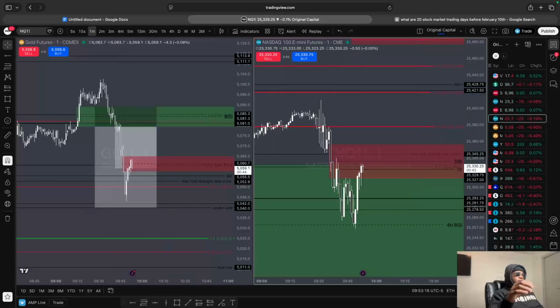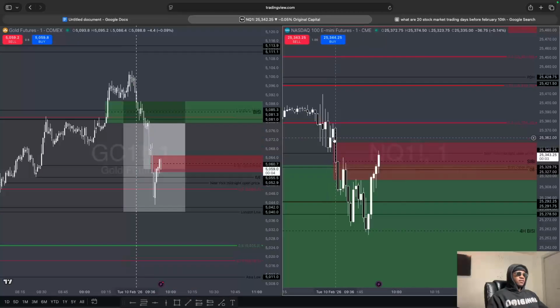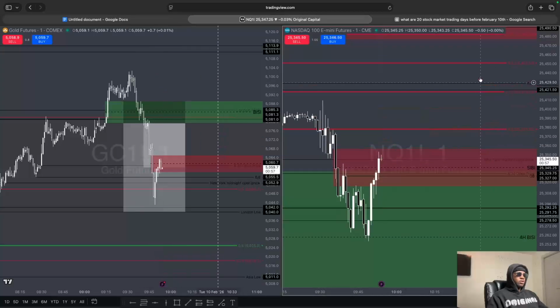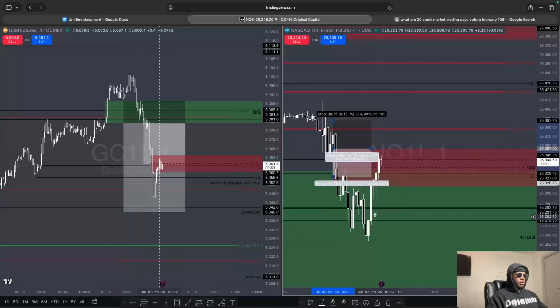Let's see what this 950 to 1010 macro do, bro. If this has an inversion, definitely want to see it go up to these relative equal highs. It would be good if this stays open as a breakaway gap.